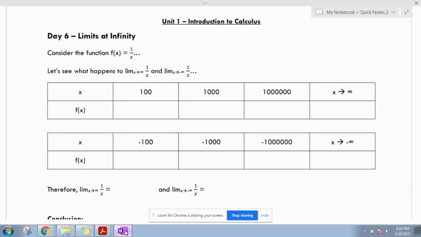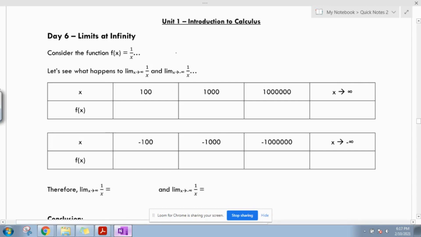So here's what I'd like you to do. I want you to take a couple of minutes to fill in the table of values there. I gave you the values of x that I want you to plug into 1 over x. And then I want you to start to notice what the y values are headed towards. And then I want you to come back to the video to take a look if what you have filled in is correct.